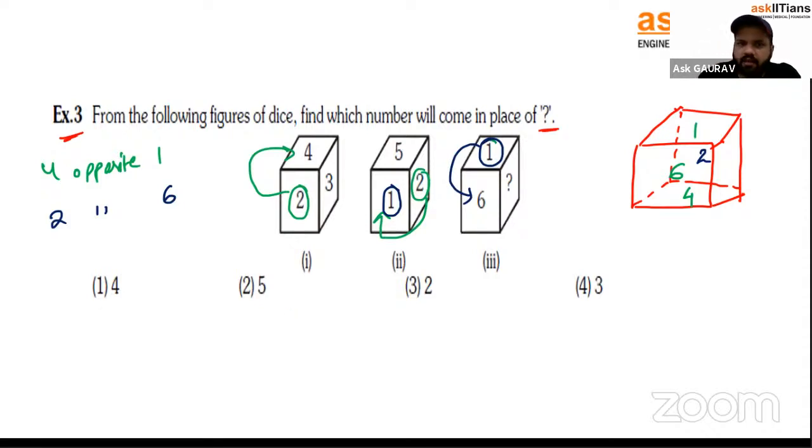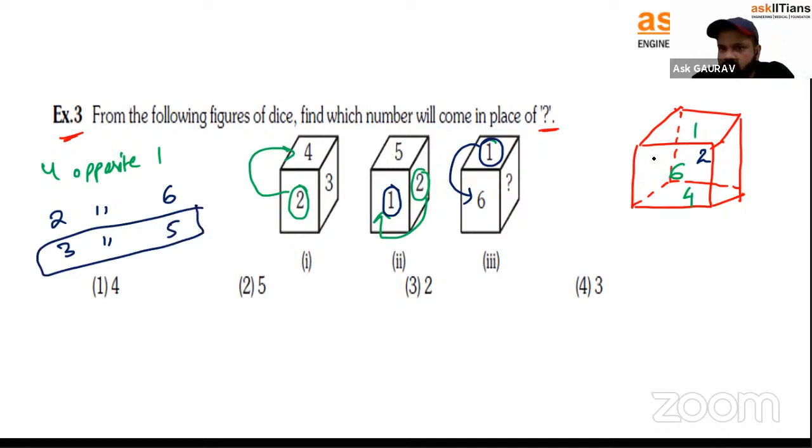Now it is clear that 3 will be opposite to 5. So in the place of the question mark, 3 can be there and 5 can be there. Now what? Here should be 5, and here should be 3.